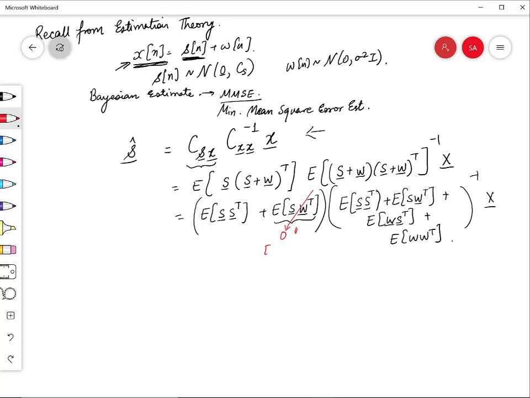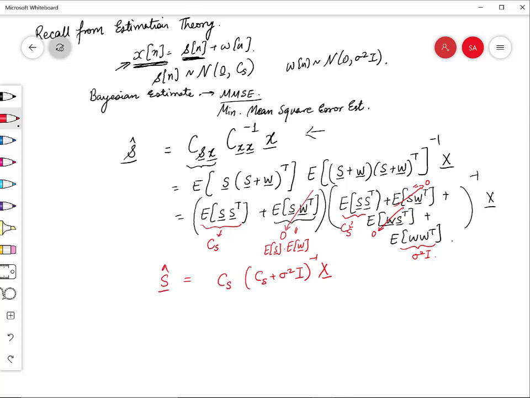I can write this in terms of expectation of s times expectation of w, and expectation of w is 0 because the noise is zero mean. Even the signal is also zero mean, so this part goes to 0, this part also goes to 0. By definition, this is our covariance, which is Cs. Again, this is Cs, and this is our covariance of noise. So overall we get Cs times (Cs plus sigma square I) inverse x to be our estimate s hat here.